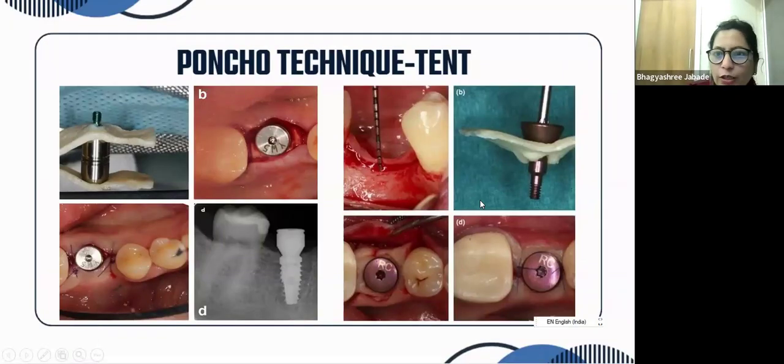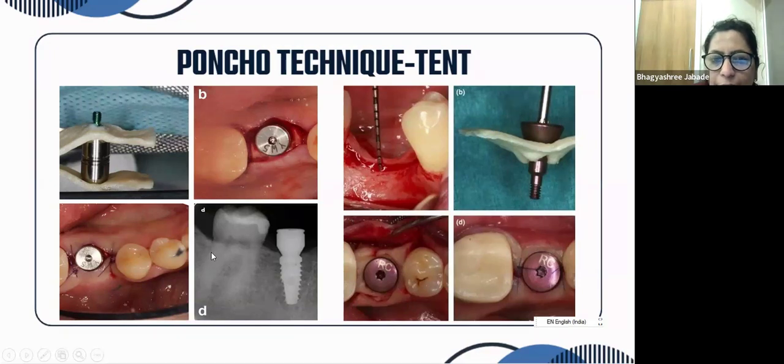So this part is going on. Can you see this? This is a simple diagram to understand. So this is called a poncho. My healing abutment, I'm piercing it. This is done by a simple rubber dam punch. So we make a punch in the connective tissue graft. We pierce the healing abutment.